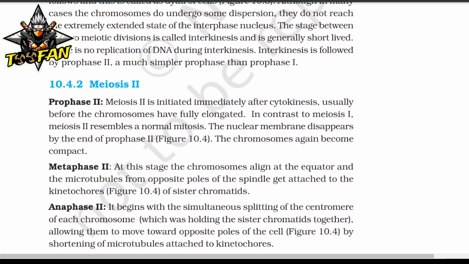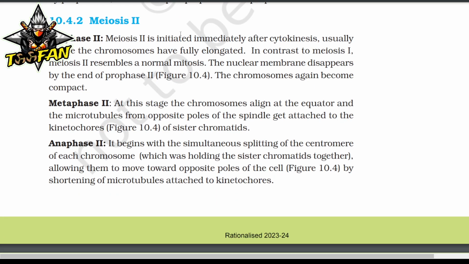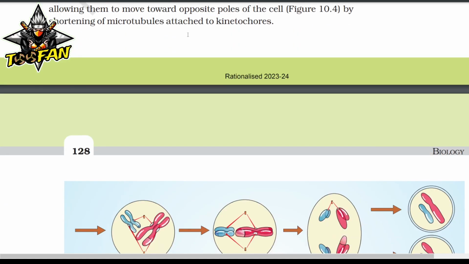Now meiosis 2. Prophase 2. Meiosis 2 is initiated immediately after cytokinesis, usually before the chromosomes have fully elongated. In contrast to meiosis 1, meiosis 2 resembles a normal mitosis. The nuclear membrane disappears by the end of prophase 2. The chromosomes again become compact. Metaphase 2. At this stage, the chromosomes align at the equator and microtubules from the opposite poles of the spindle get attached to the kinetochore of the sister chromatids. Anaphase 2. It begins with the simultaneous splitting of the centromere of each chromosome, which was holding the sister chromatids together, allowing them to move towards the opposite poles of the cell by shortening of microtubules attached to the kinetochore.